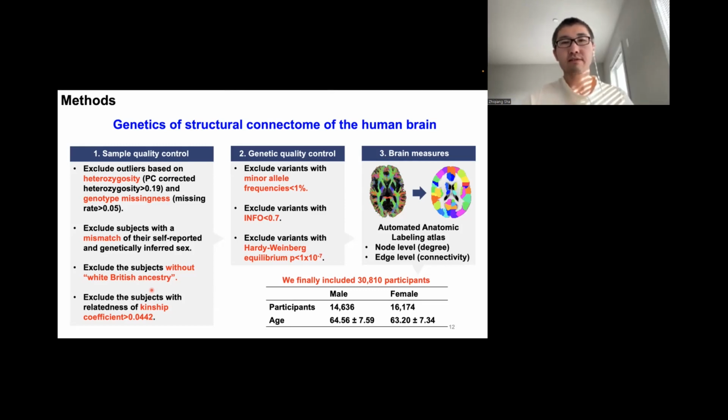And for the genetic quality control, we only included the common genetic variants with minor allele frequency higher than 1% and INFO score higher than 0.7 and Hardy-Weinberg equilibrium p-value higher than 10⁻⁷. And then we extracted the nodal level measures and edge level measures for each individual. So finally, we included 30,000 participants with 14,000 males and 16,000 females.